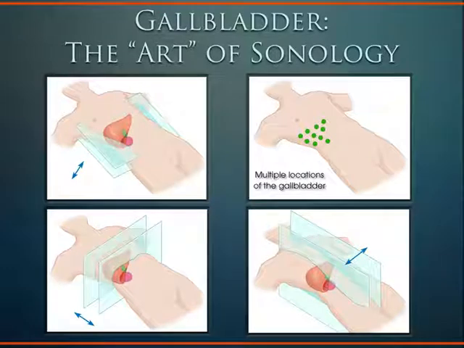But the gallbladder will test your ability to find it many times. It's really the art of sonology. You can find it in all these different locations here. Sometimes you're in a coronal plane, sometimes you're transverse, sometimes you're sagittal. You're having the patient take a deep breath, you're rolling them on their side, you're looking between the ribs. It can be difficult.